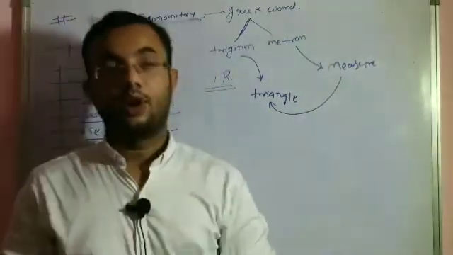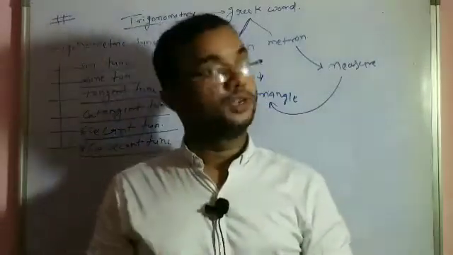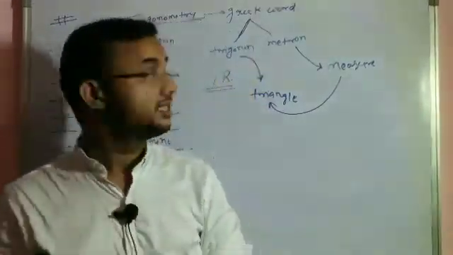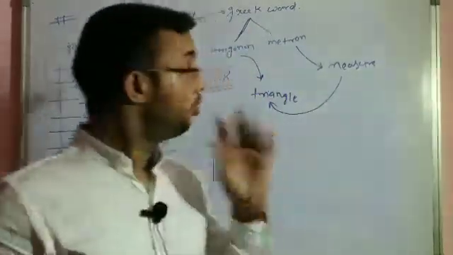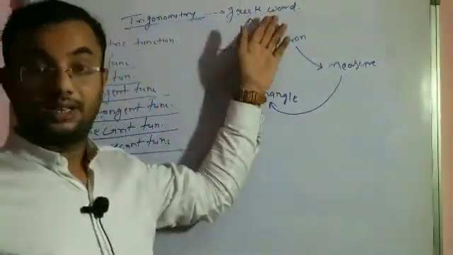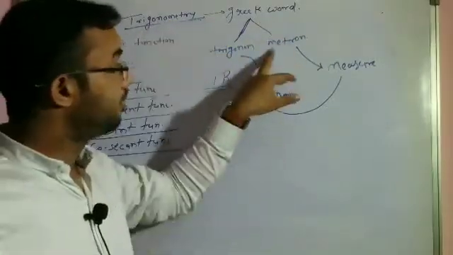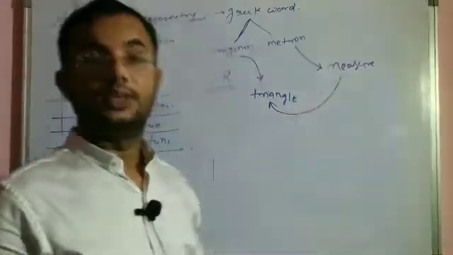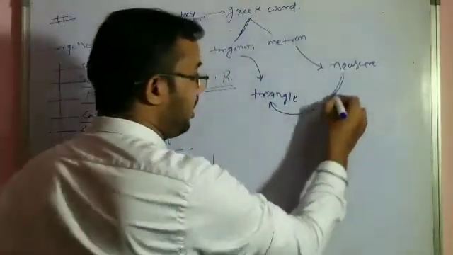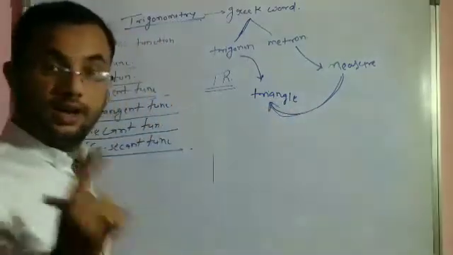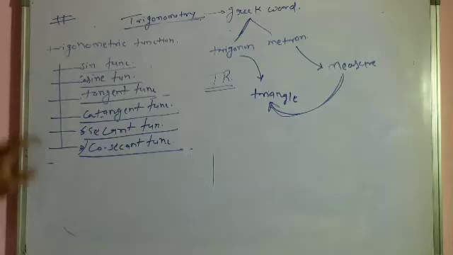First of all, we discuss where the word trigonometry is taken from, and after that we discuss the definition of trigonometry. The word trigonometry is taken from a Greek word, that is trigonon and metron. Trigonon means triangle and metron means measure. That means we can say in a simple way, trigonometry is the measurement of a triangle. Now, we discuss some trigonometric functions.